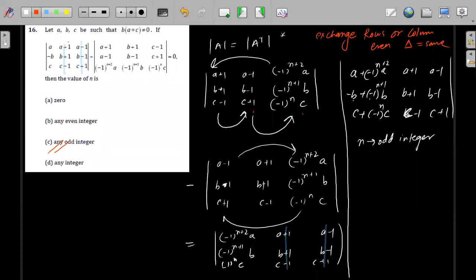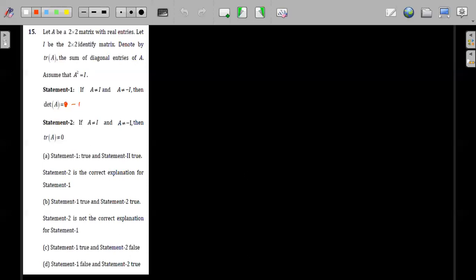Understood? Fine. Yes, Lakshya, we can do that also, but both are exactly the same thing, right? Lakshya, both are exactly the same thing. Okay, fine.